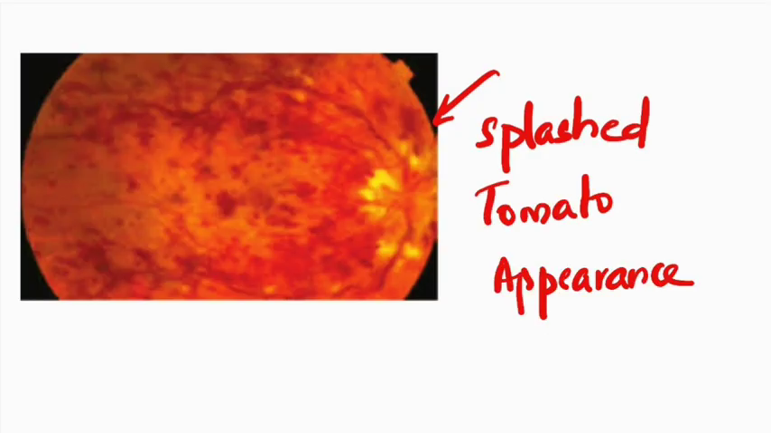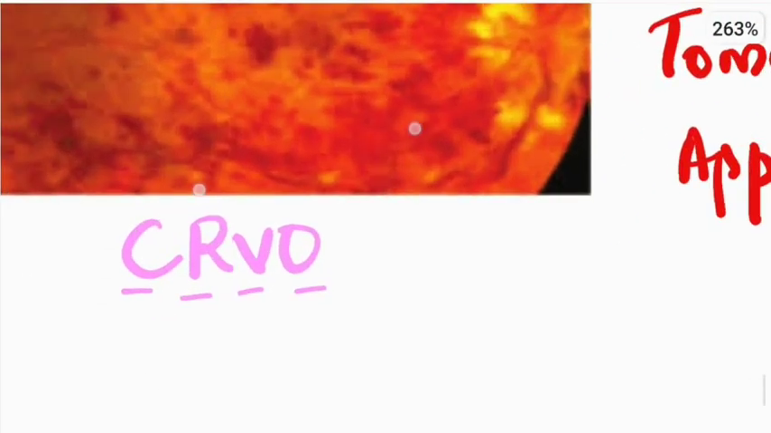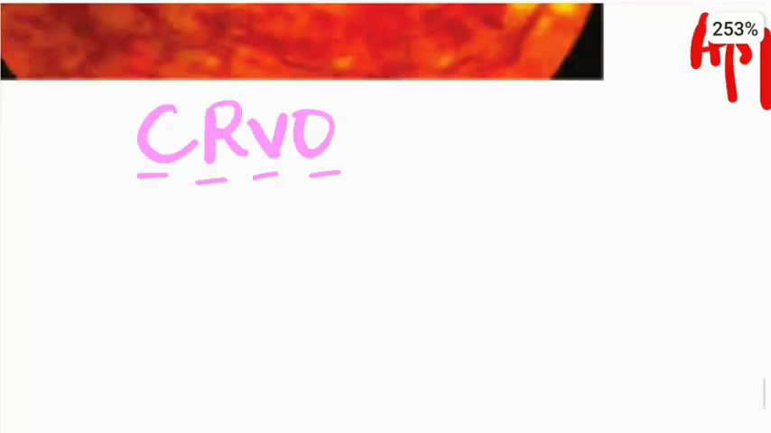Appearance of the fundus? It is splashed tomato appearance. So my next question is, where do you see splashed tomato appearance? Very good. You see it in CRVO. What is the full form of CRVO? Central retinal vein occlusion.